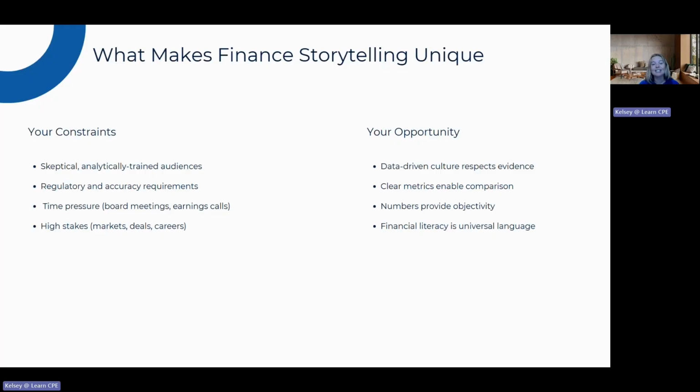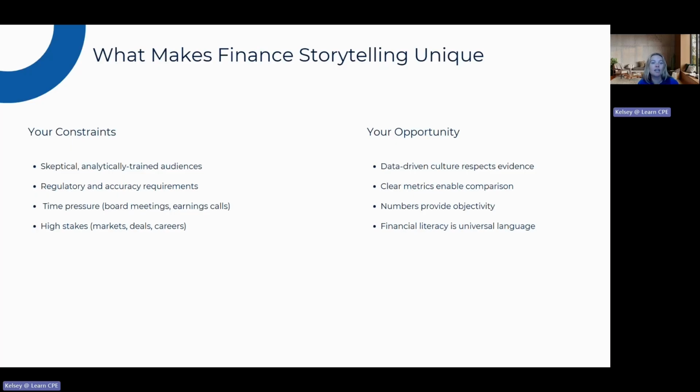It's usually pretty high stakes. The good news is that most of these constraints can also be your opportunities, right? Data-driven culture always respects evidence. If you can give strong evidence, especially database evidence, usually your culture is going to say, okay, that makes sense. And they're willing to work with you or move with you.